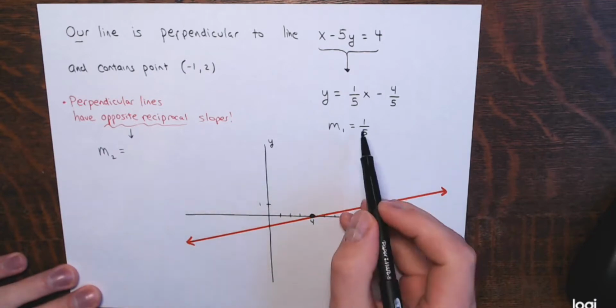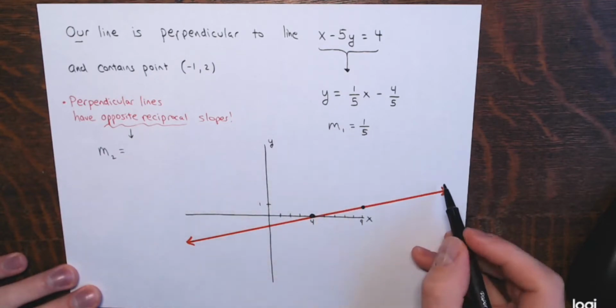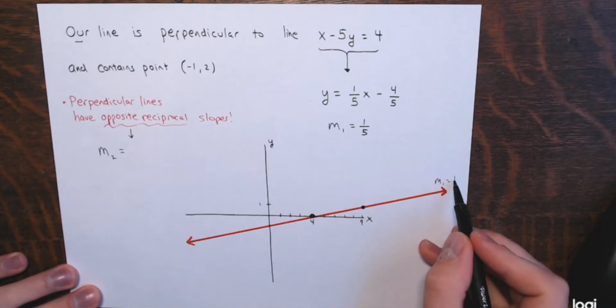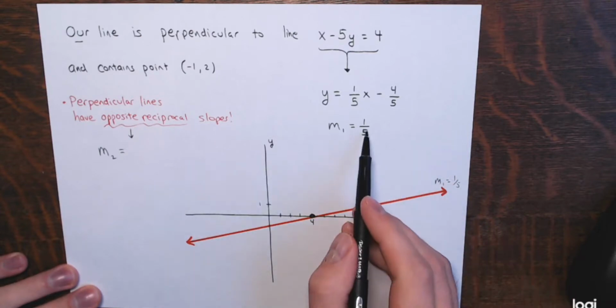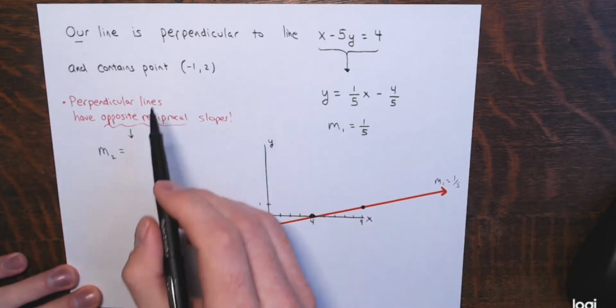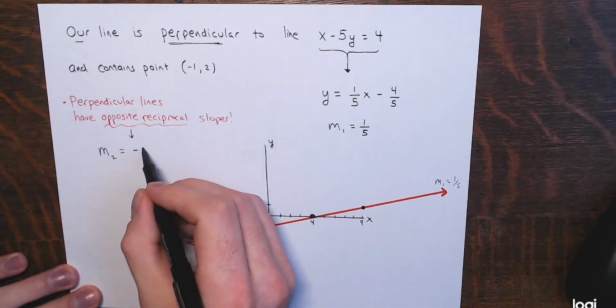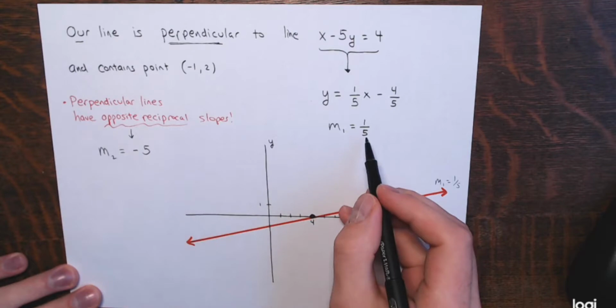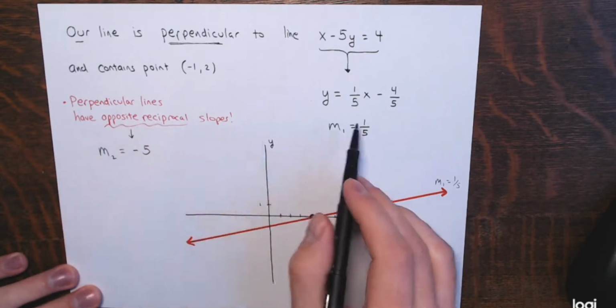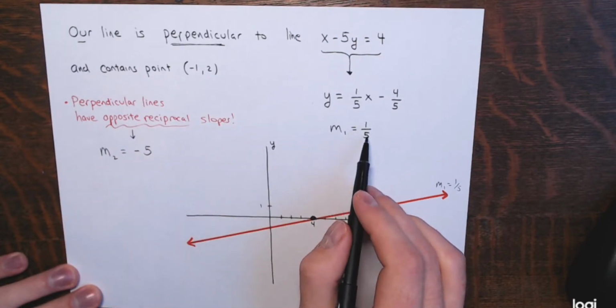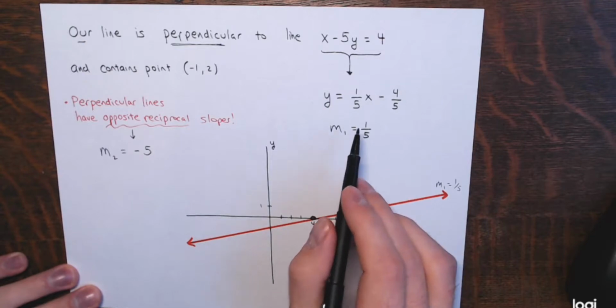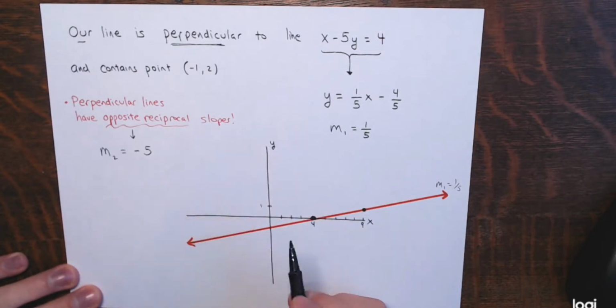If the slope of this line is 1/5, the slope of our line, a line perpendicular to it, should be -5. Just do exactly as it says here: opposite reciprocal. The opposite of 1/5 would be -1/5, and then flip that over, take the reciprocal. The slope would be -5.